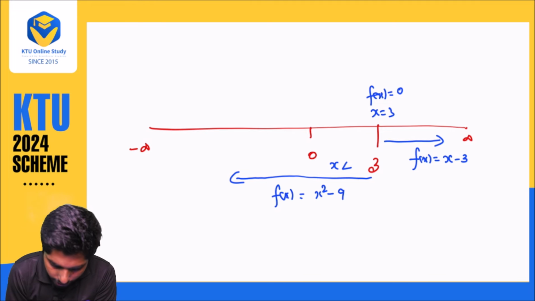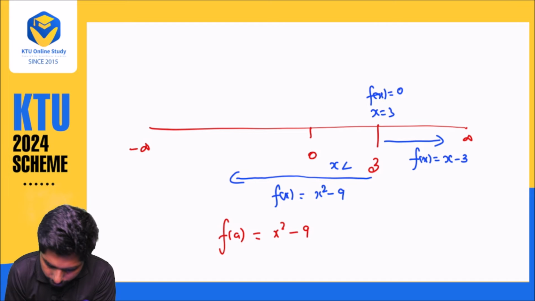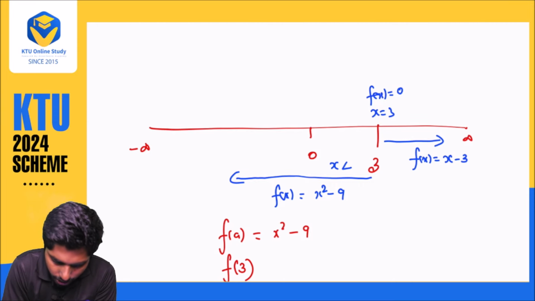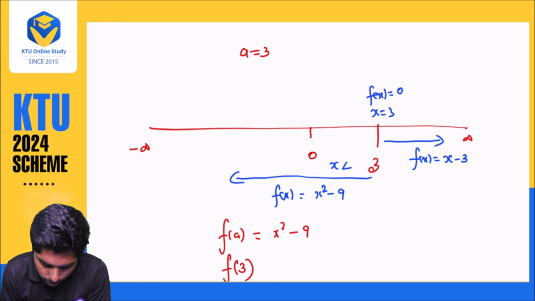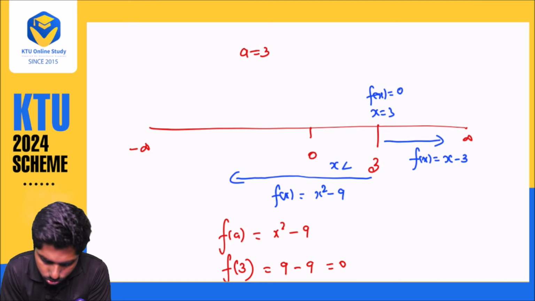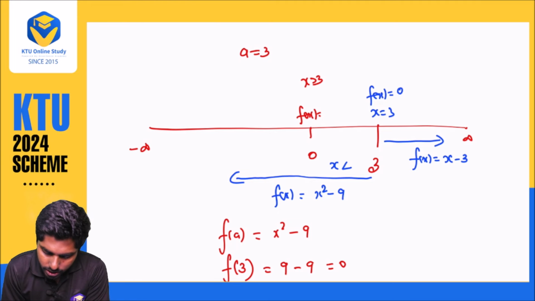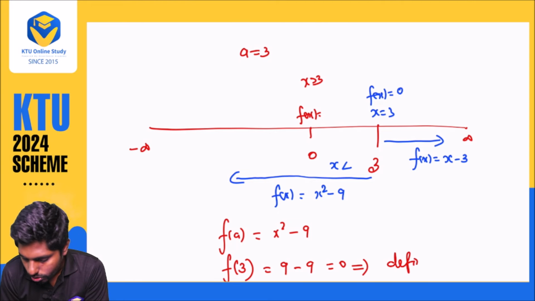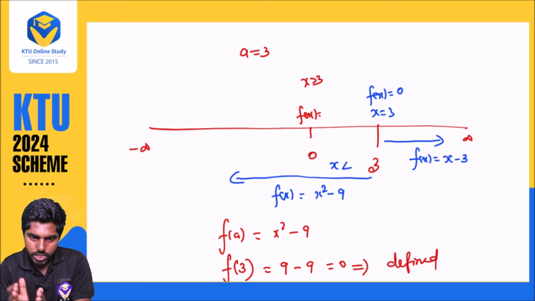And what is our a? Our f of a is equal to x square minus 9. So a is nothing but 3. Here a is equal to 3, not 0. Just apply, what will we be getting? 9 minus 9, we will be getting 0. So for x less than 3, this is the first condition. And for the second condition, see, 0 is a defined constant value. Constant values are defined values.